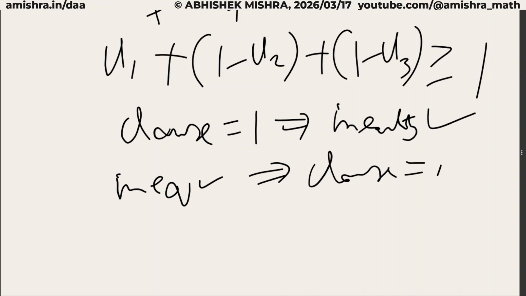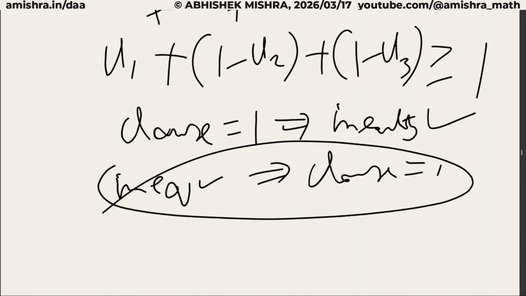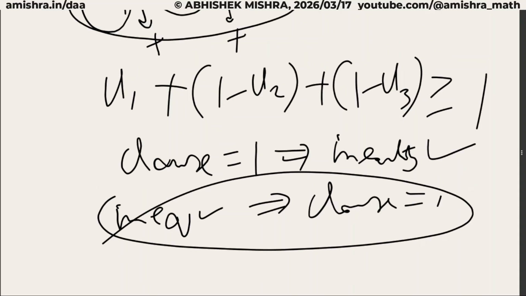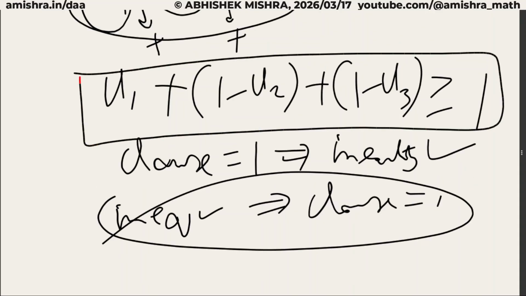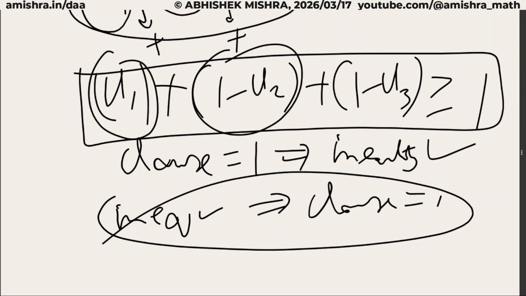This we can also prove. Suppose this inequality is satisfied. What values can each term have? We can easily see the assignments are 0, 1 assignments, so each value can be either 0 or 1. If it is at least 1, it means at least one of these three terms will evaluate to 1.